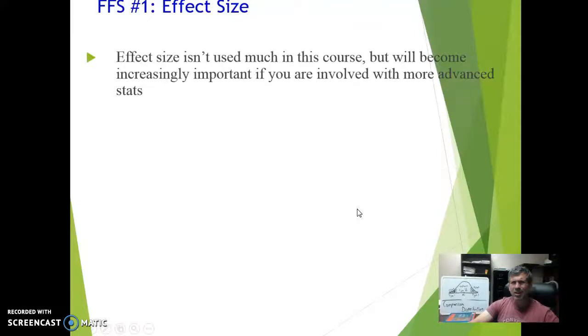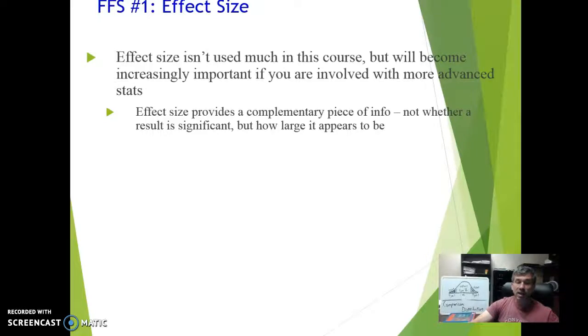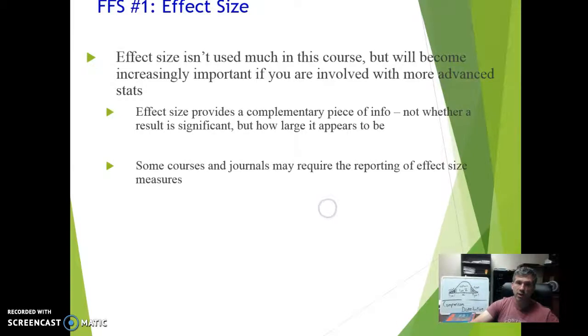So here's our takeaway on this. We'll talk about effect size once in a while for the remainder of these modules, but really not much at all. But it is actually a pretty important part, especially of more advanced statistical procedures. So effect size gives us that added dimension, not just is a result significant, but how big does it appear to be, which oftentimes means how meaningful is it or how influential is our IV.